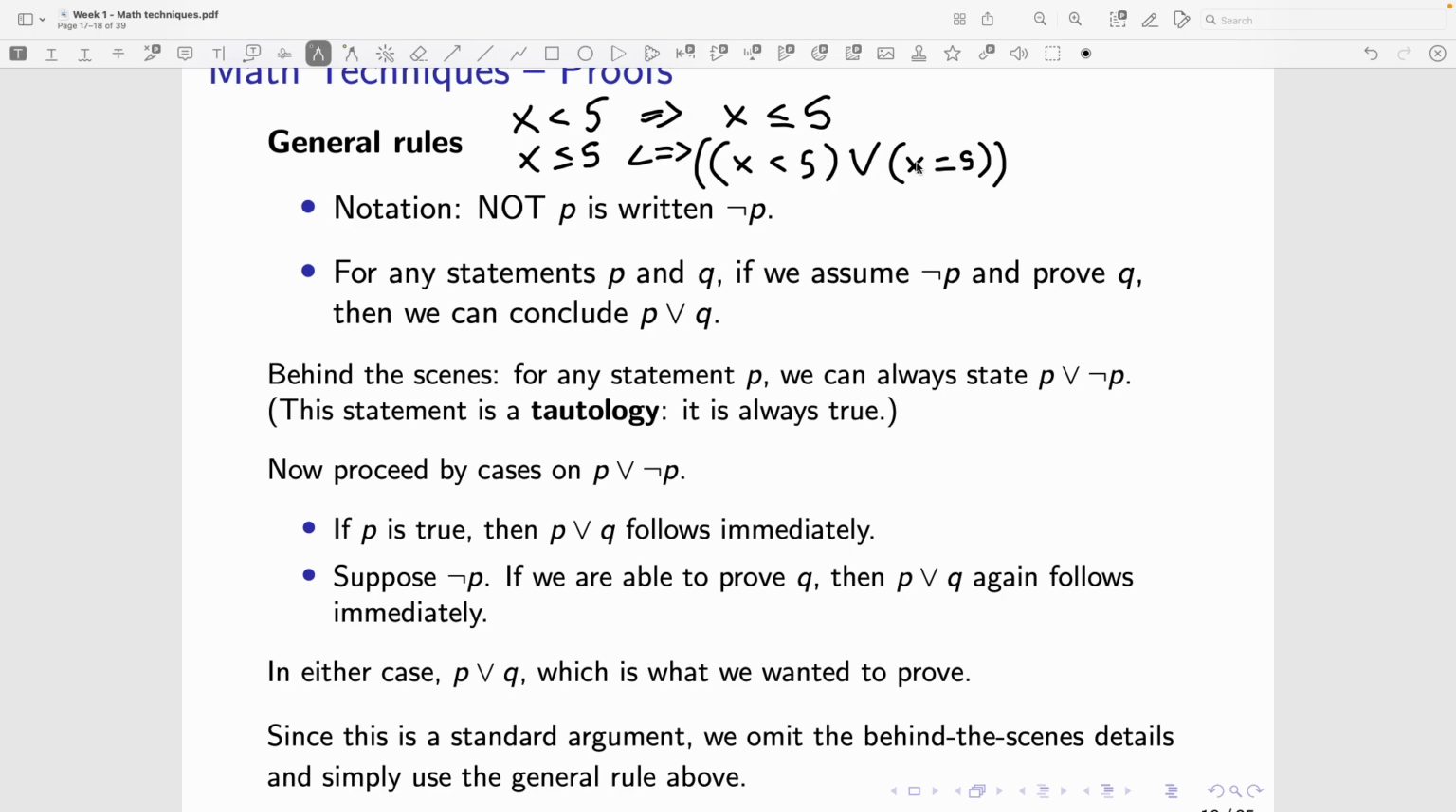So we have that x is less than 5, and thus this entire thing is true. And to give another example of how that or statement works, I could replace x being equal to 5 with whatever I want.